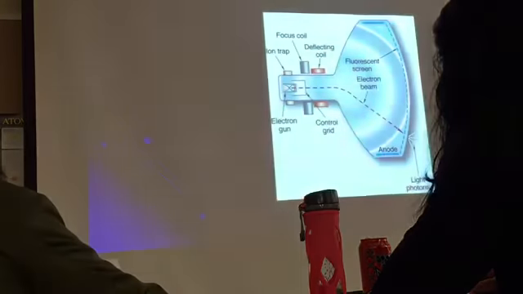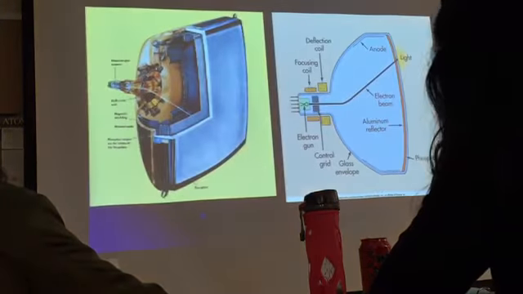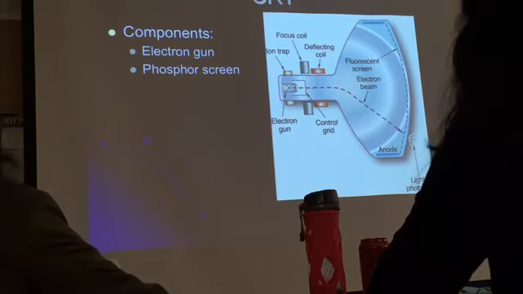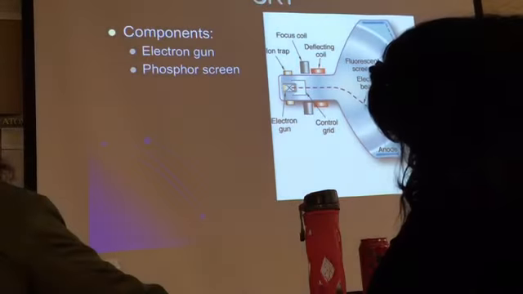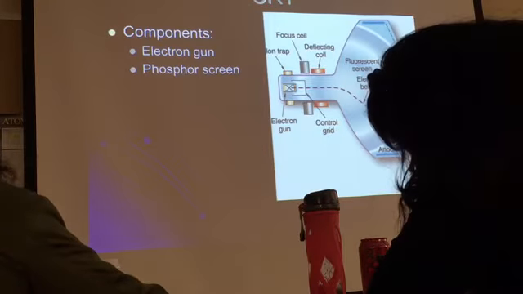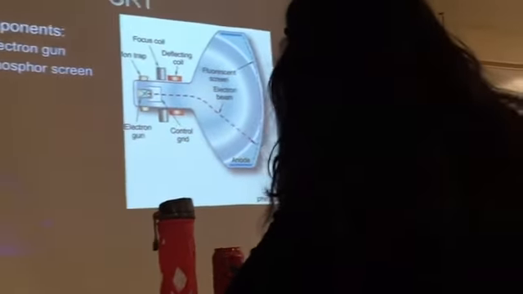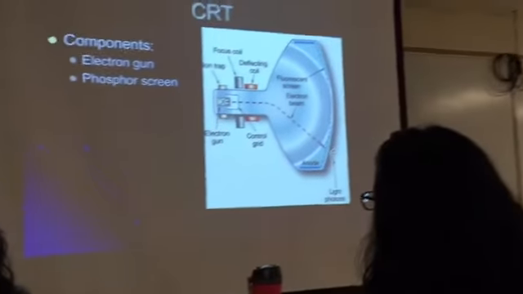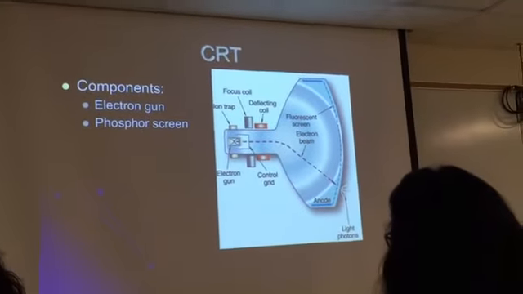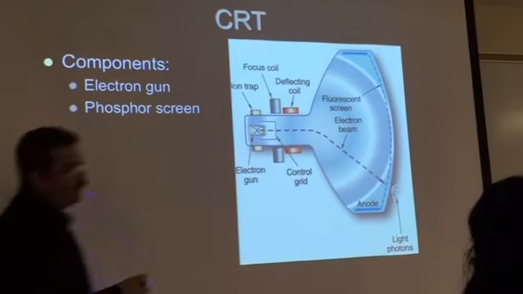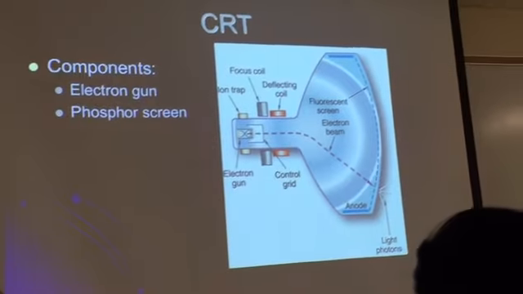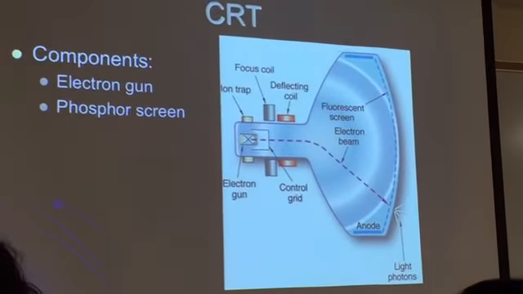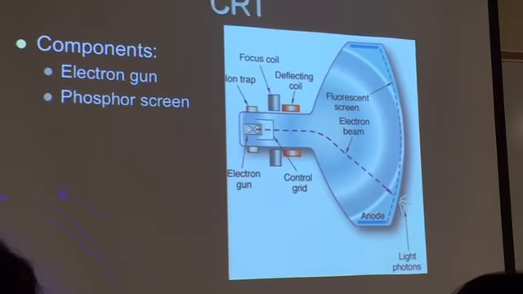Let's start with the CRT. These are the old CRTs. Components: you have an electron gun, and then you have a phosphor screen. Once you hear phosphor, what is it telling you? Light. Phosphor creates light. So you have this phosphor screen, and then you have an electron gun.